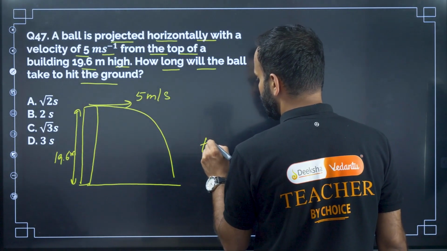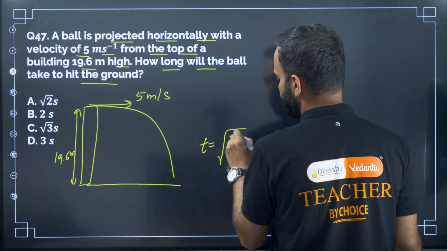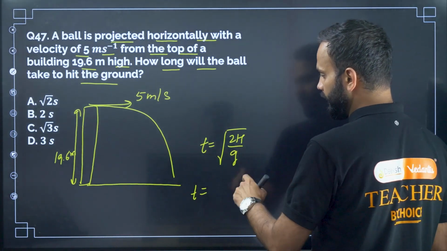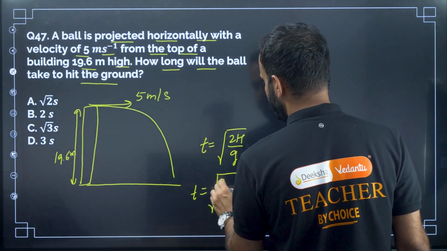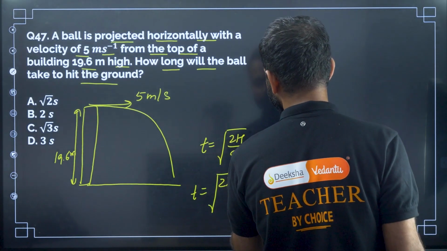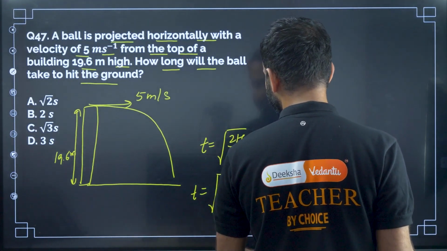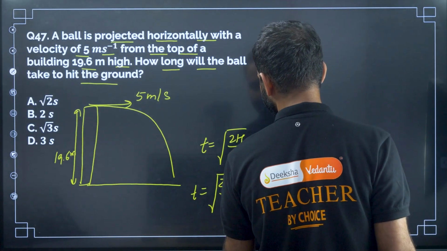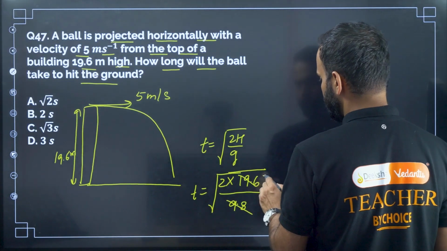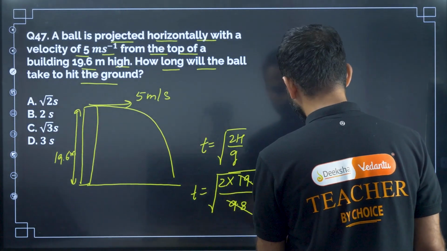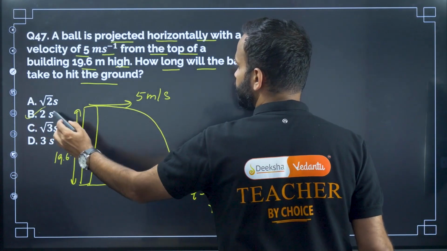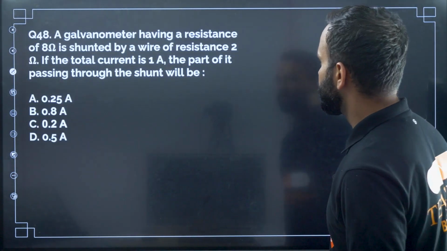So now time taken by the ball to hit the ground is t equal to root of 2h by g, right? So now t equal to root of 2 into h, h is here 19.6, divided by 9.8. So now g is 9.8 meter per second square. So this is 2, right? 2 into 2 is 4. So t equal to 2 seconds. So the correct option is B. Okay. Next question.